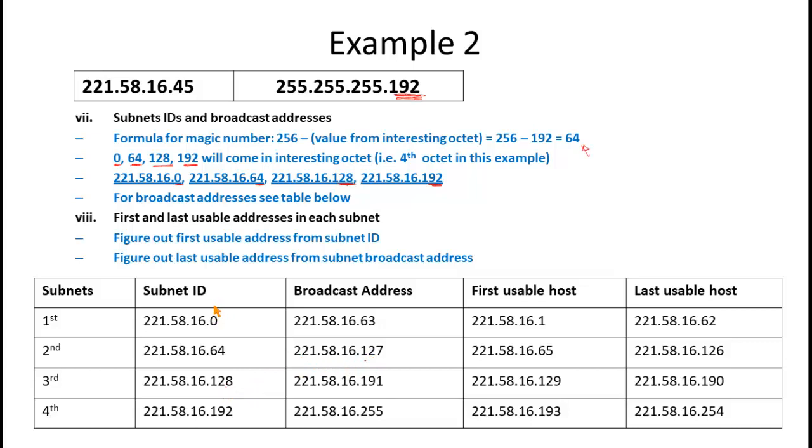For the first usable address, we will look at the subnet ID and add one. For example, 221.58.16.1 is the first usable address. We just have added one. We will see the broadcast address for the last usable address. The broadcast address is 63, so we subtract one, so the last usable address is 62, and so on.